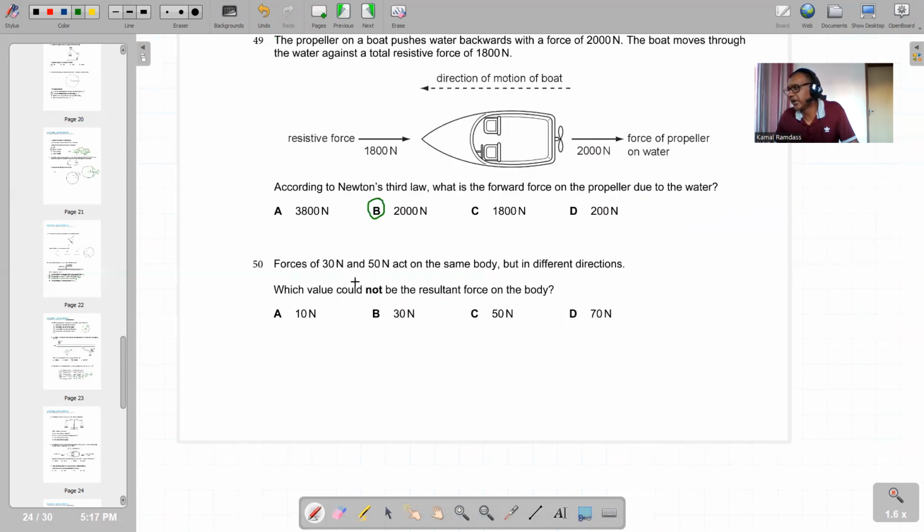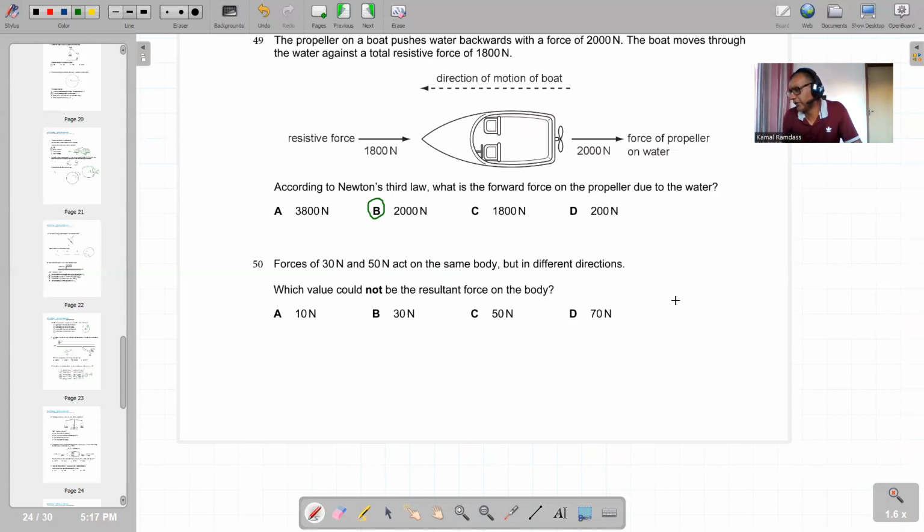Forces of 30 Newton and 50 Newton act on the body, but in different directions. Which value could not be the resultant on the body? Could not be the resultant.